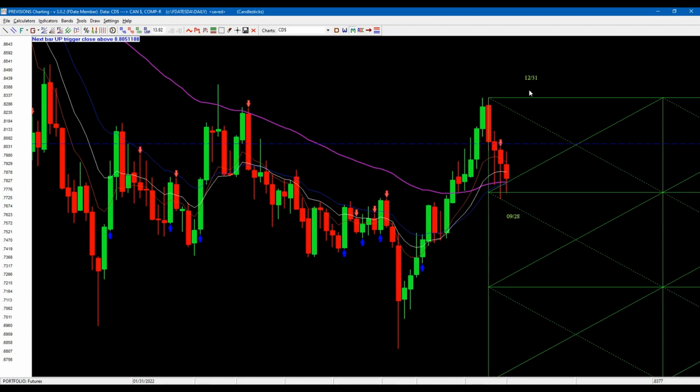Now I've plotted 180-degree time and price squares. For those of you who are GAN followers, you know exactly what these are. It's based on 180 degrees from the very high of the Canadian dollar in the month of June, which is this price bar right here. And we've fallen all the way up until last month, August, where it found support on one of the descending square lines that you see here.